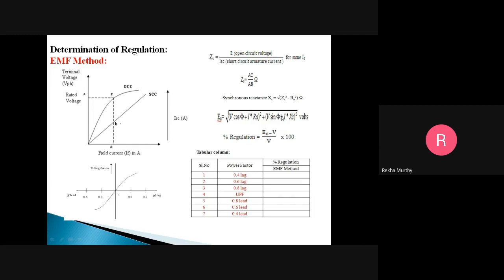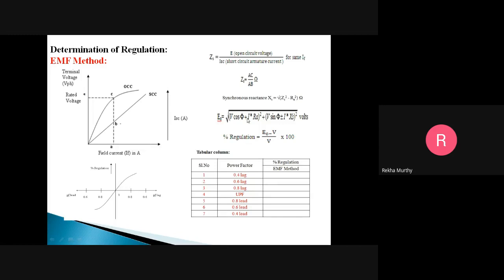Plus is for the lagging, minus for the leading cases. So with all these cases, we have to solve it for the different power factors, all three power factors. Only then can we plot this type of graph between the percentage regulation and different power factors.